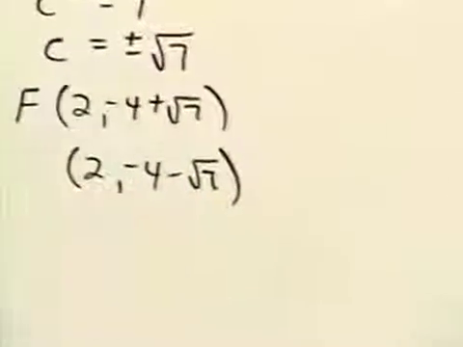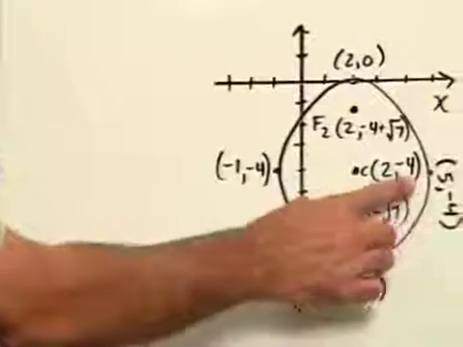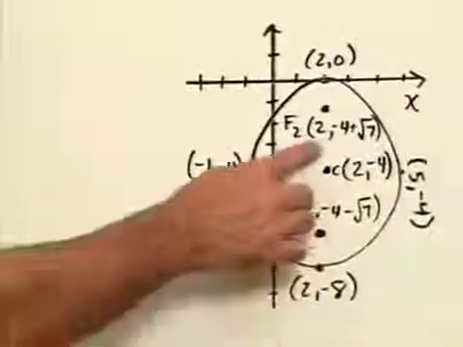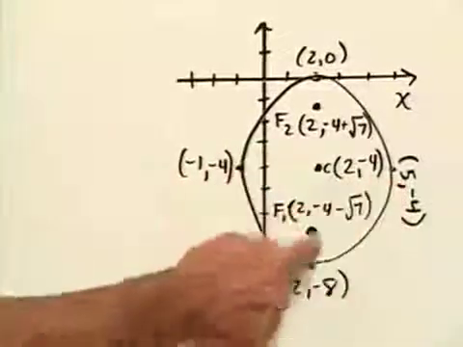And right here we have the graph of our ellipse, where the center was 2, negative 4. Here's our focus 1 and focus 2, our 2 points that helped us graph our ellipse, and our 2 vertices.